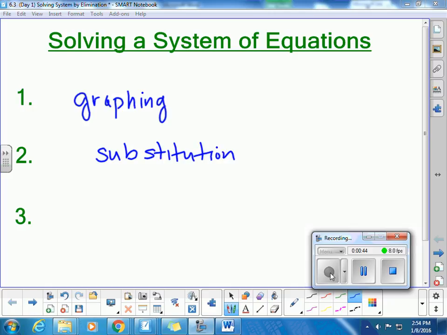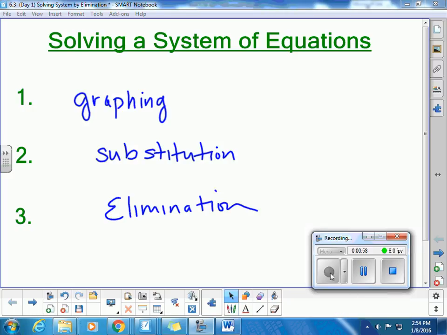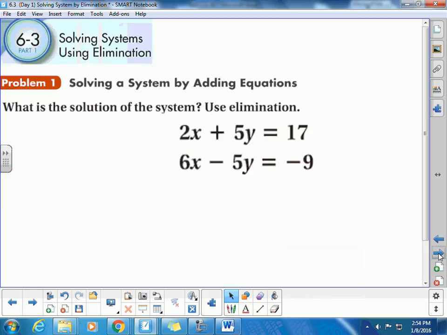And today we're going to learn solving systems by elimination. Elimination. So just another way of solving equations, which we've been working on. So, solving a system, one of the ways is you just add the two equations together. This works if you have two variables.